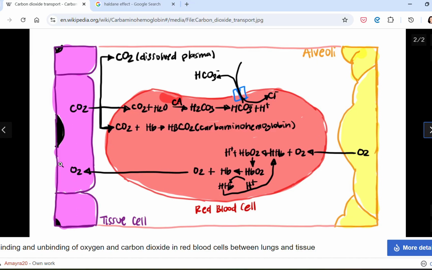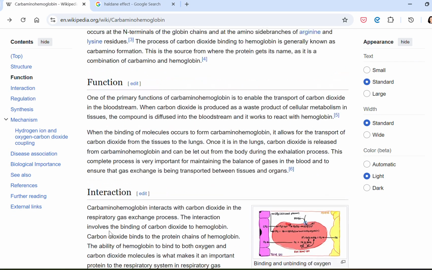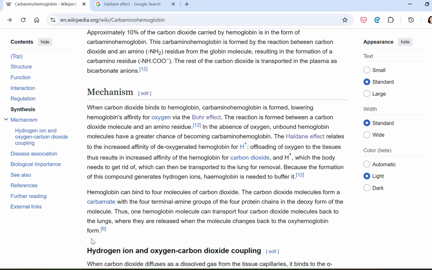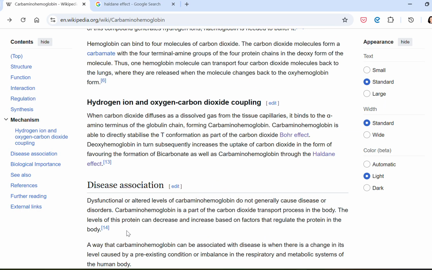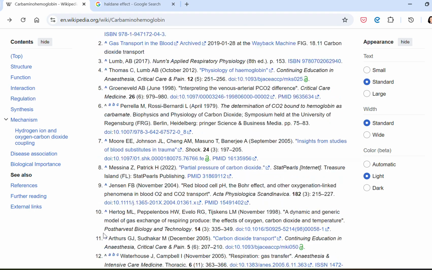In the tissues, we have carbon dioxide getting out and oxygen coming in, and in the red blood cells we have carbaminohemoglobin formation and also bicarbonate ion formation. Also in the plasma, we have dissolved carbon dioxide, and in the alveoli, which are present in the lungs, we have oxygen leaving the alveoli. So we thank Wikipedia for this clarification.